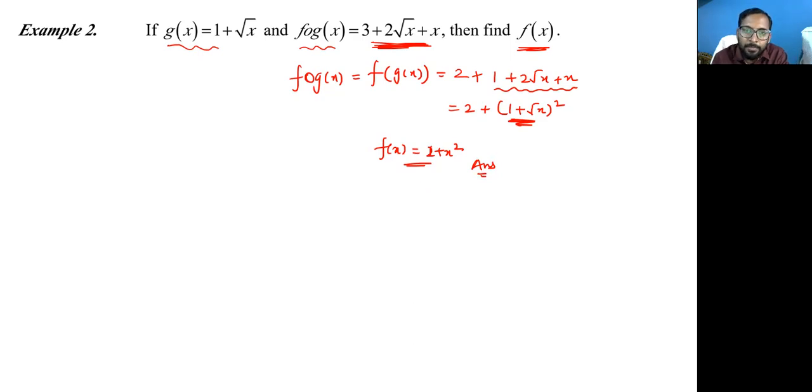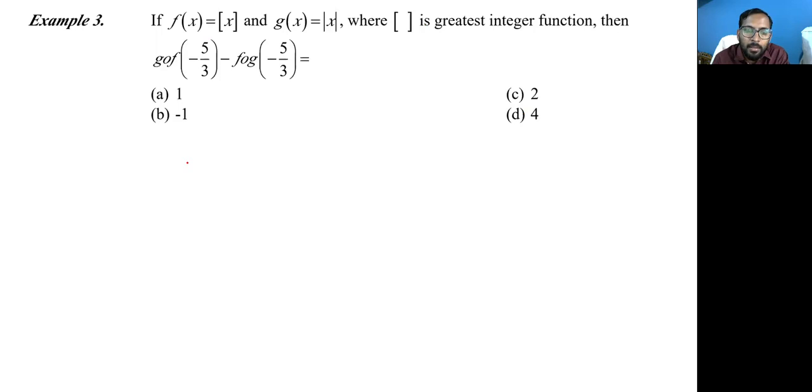One more example. Here f of x equals GIF of x, that is the greatest integer function, and g of x equals mod x. We need to find the value of gof of minus 5 by 3 minus fog of minus 5 by 3. First we can find gof of minus 5 by 3. For this we need to find f of minus 5 by 3, that equals GIF of minus 5 by 3, that equals minus 2.